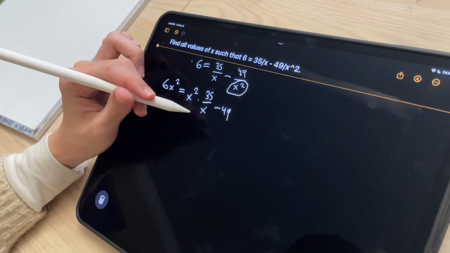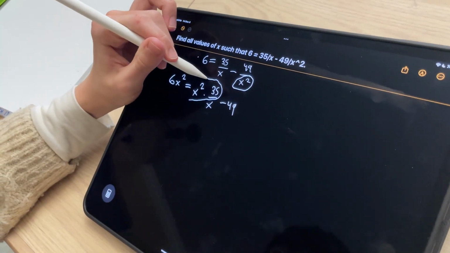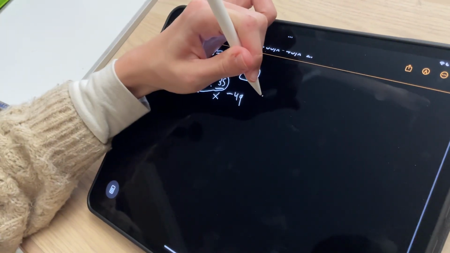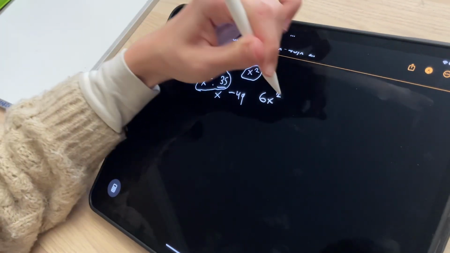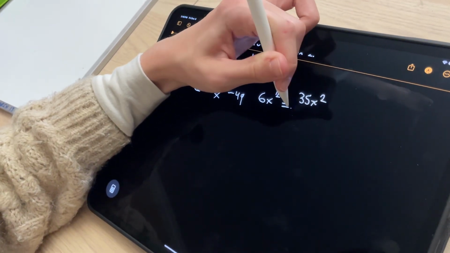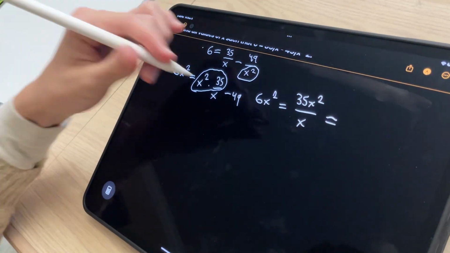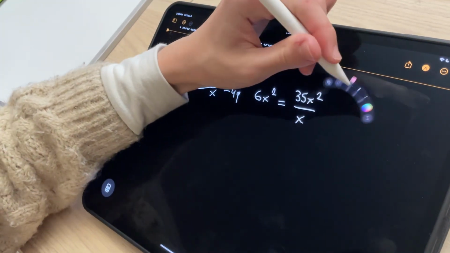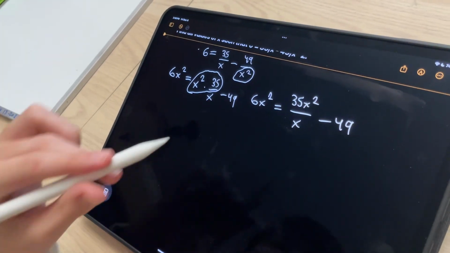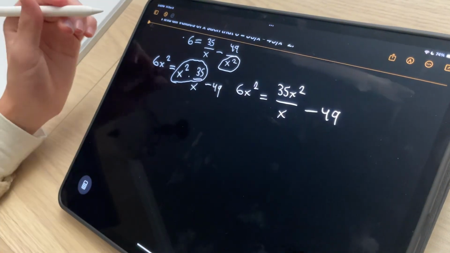We still have one fraction in here. We can simplify this portion here by multiplying straight across. We would then get 6x squared equals 35x squared, just multiplying right across, over x, minus 49. Okay, so this equation, like I said earlier, still looks a bit ugly. We've got this x here that we'd like to move. So how do we do this?